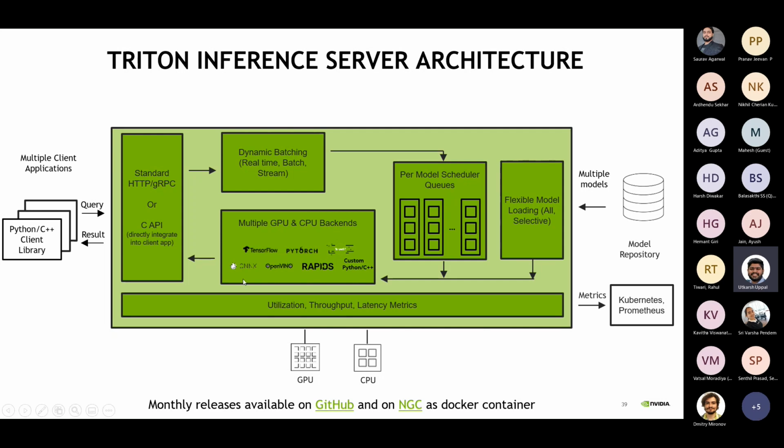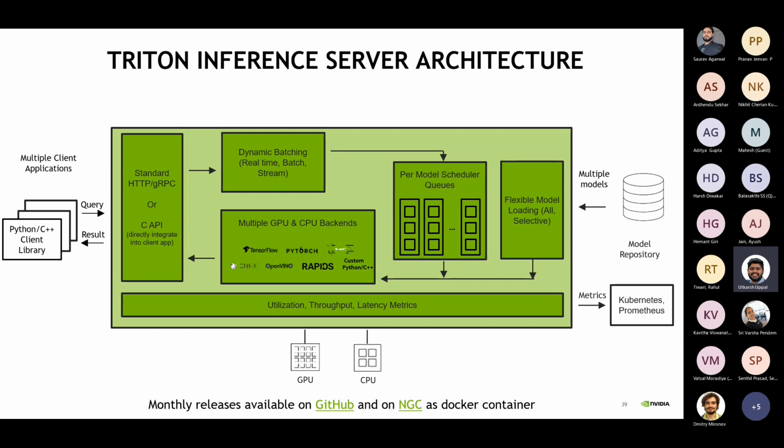Once you have deployed, it usually supports two standard protocols, HTTP or gRPC, to ensure the communication between the server and client architecture, right? It supports dynamic batching. You can do the scheduling of the models, right?